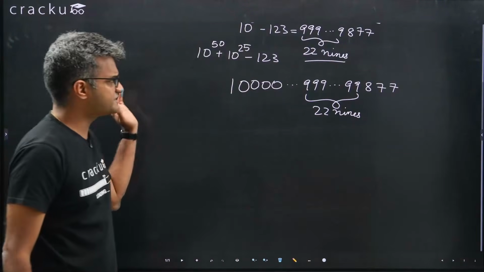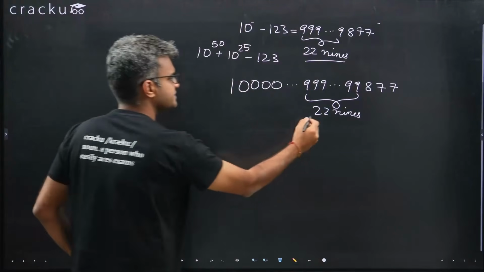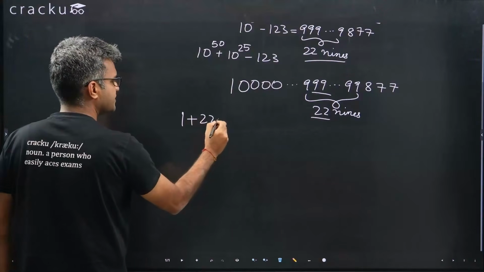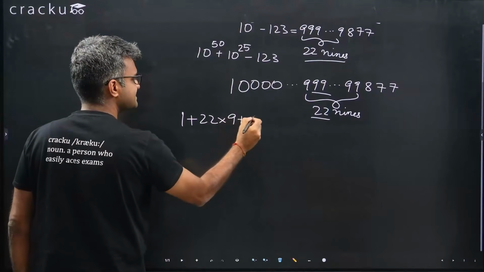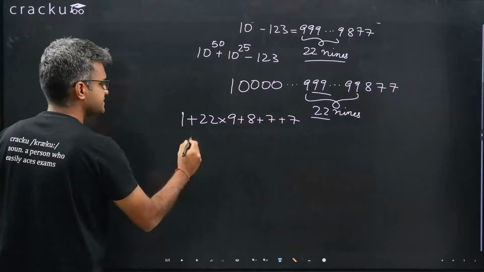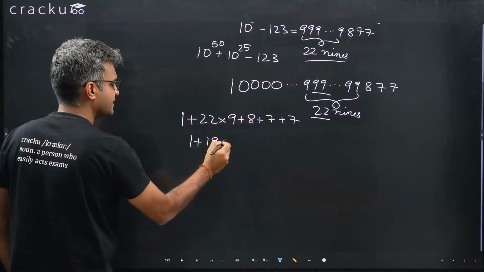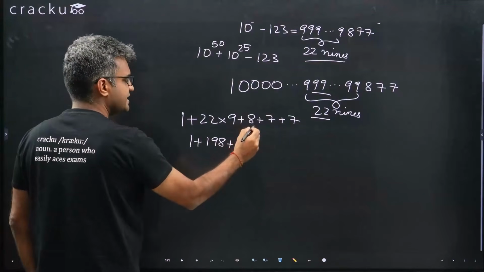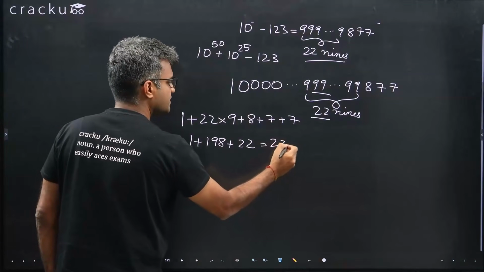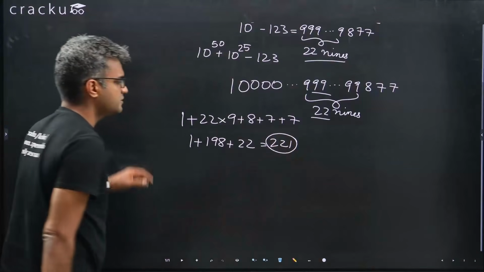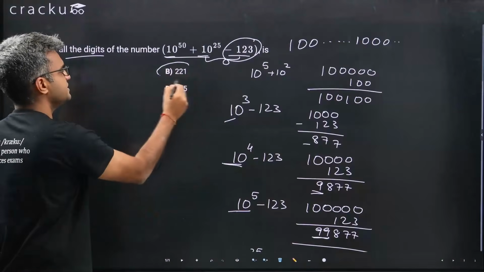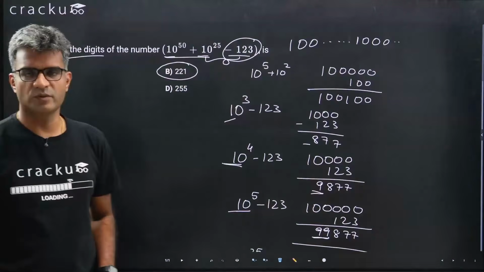So the sum of the digits of this particular number will be, what is 22 into 9? It will be 1 plus 22 into 9 plus 8 plus 7 plus 7. This is 1 plus 22 into 9 is 198 plus 8 plus 7 plus 7 is 22. This will be equal to 221. So the answer for this particular question will be option B, which is 221.